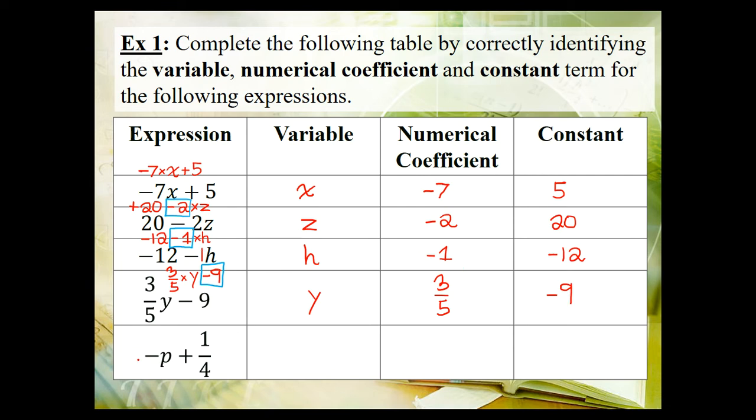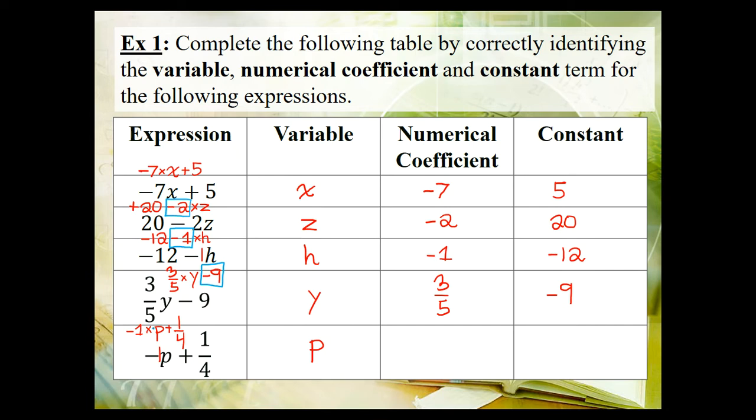Okay, in the final one, you have negative p plus a quarter. So again, if you don't see a number in front of the variable, it's always assumed to be 1. So if I wanted to, I could write this as negative 1 multiplied by p plus 1 over 4. Okay, so what's the variable? Well, again, that's the obvious one. It's a p.